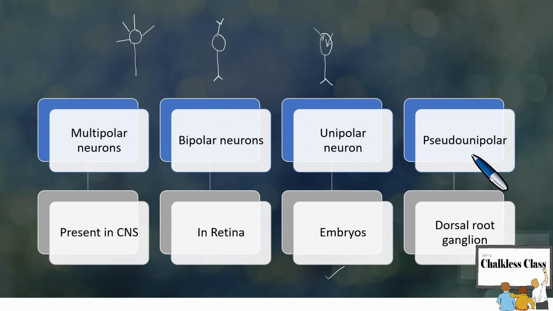Next, pseudo-unipolar neuron. In the pseudo-unipolar neuron, the cyton gives one protoplasmic projection. This projection divides into two. One is short and another is long. This is called the dendritic branch. This is the axonic branch. Such types of neurons are pseudo-unipolar neurons. These are present in the dorsal root ganglion.